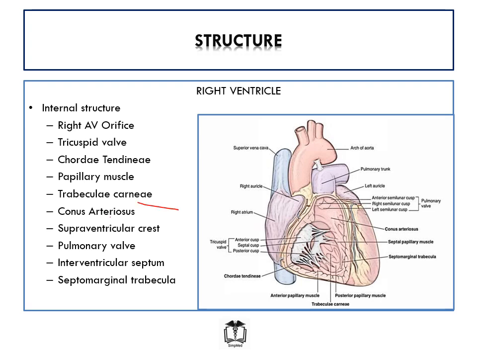And then the conus arteriosus is the smooth part of the right ventricle, usually found superiorly and posteriorly, and it leads all the way up to the pulmonary trunk. If you look at this small portion at the upper part of the right ventricle, this is the conus arteriosus, and you can see how it projects all the way up towards the pulmonary trunk.